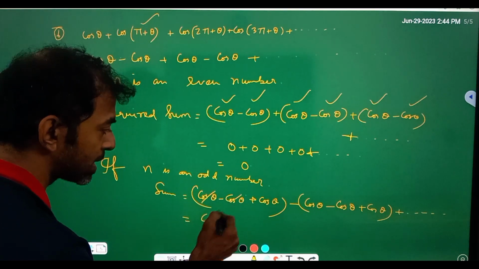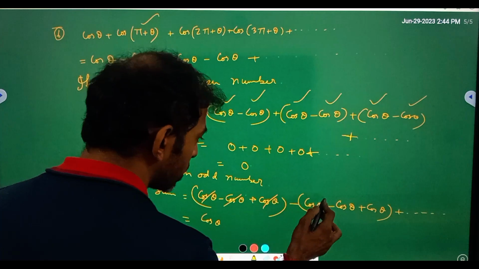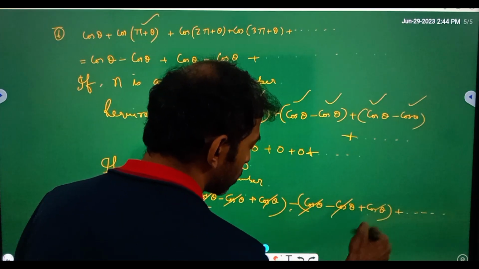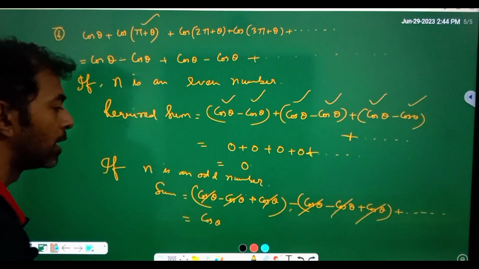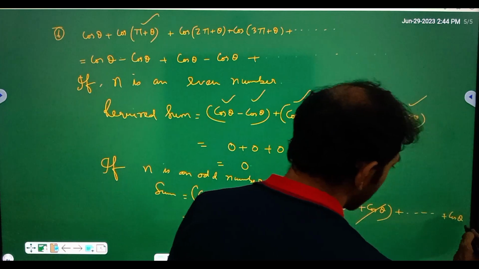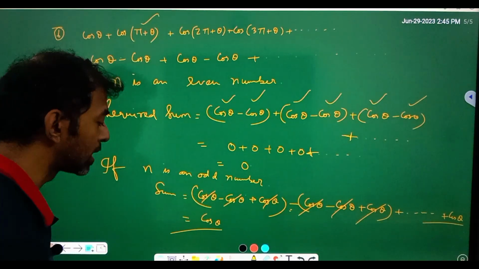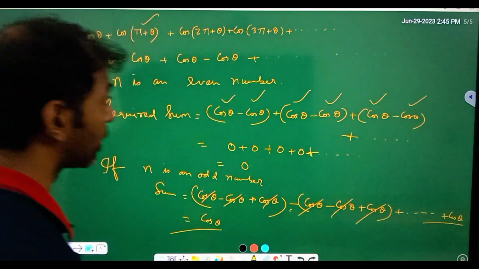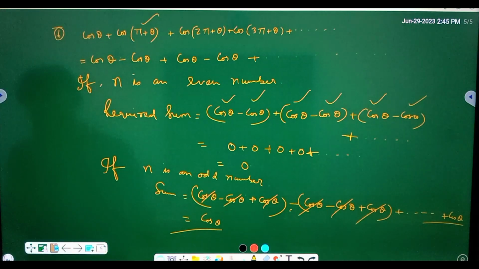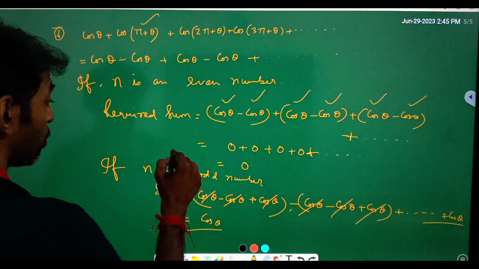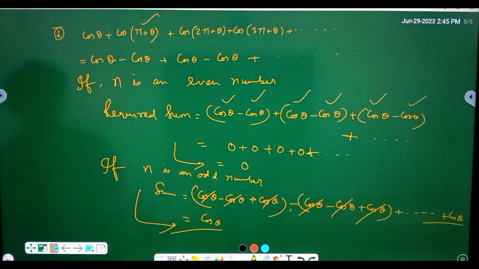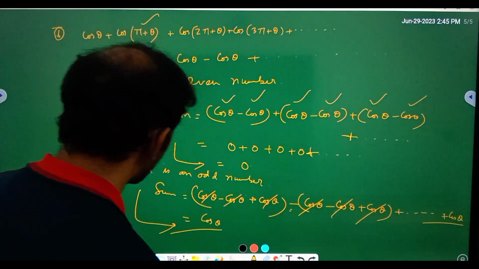Cos theta and this cos theta cancel here, minus and plus cos theta cancel. These two cancel each other, but there will be one extra cos theta, and that's why the total sum will be cos theta. So that's our problem number 6. When n is an even number, the required sum will be 0, and if n is an odd number, the required sum will be cos theta. So that's another problem.